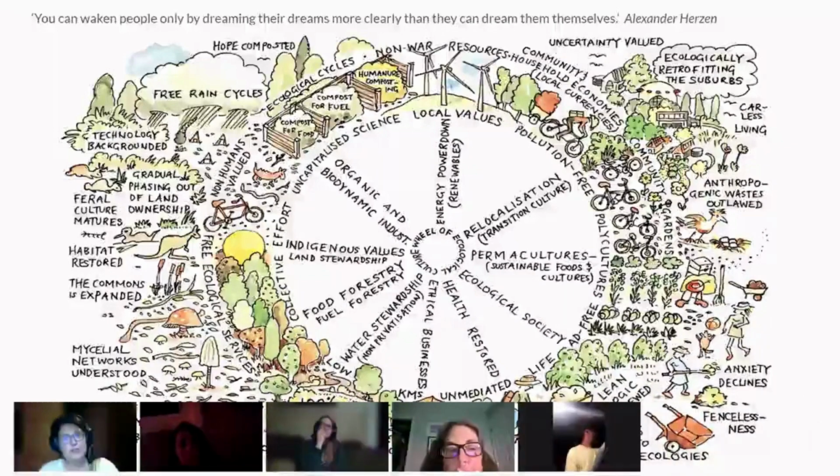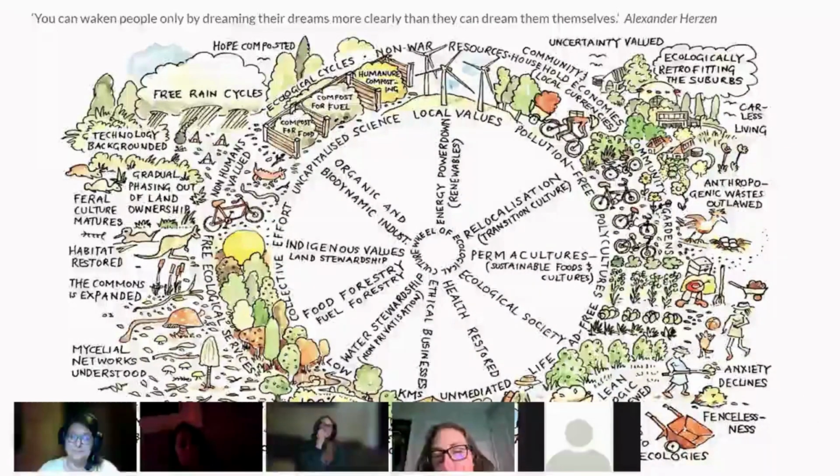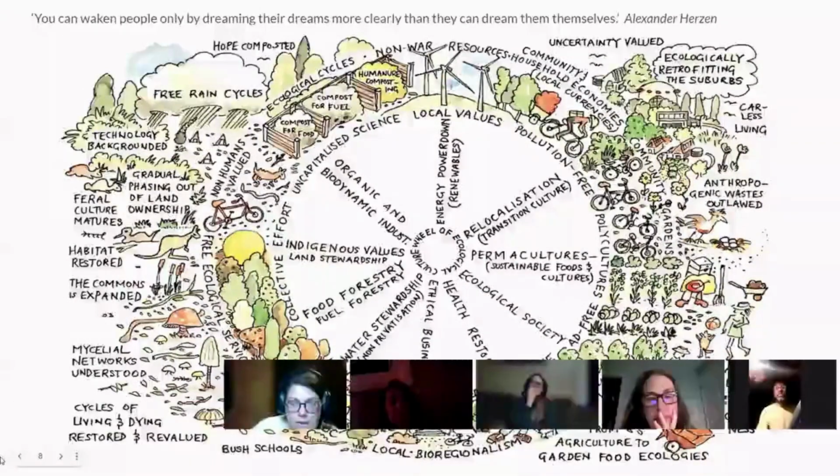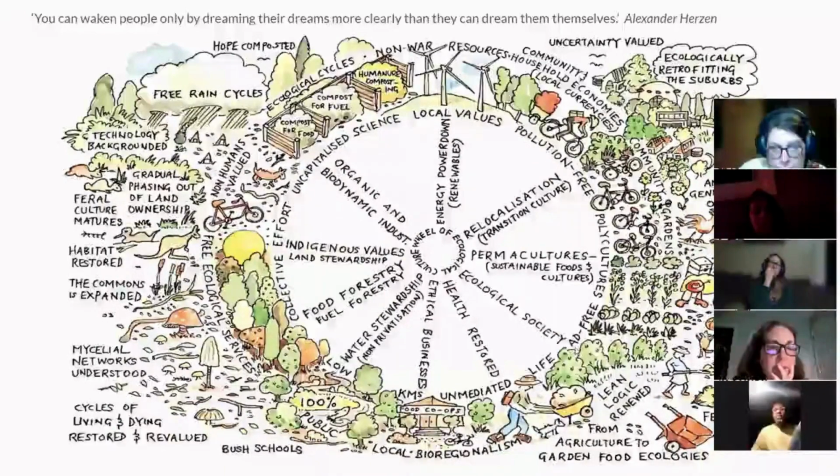Mycelial networks, I saw that one. I love that one of all the shroomies. What is this one? I need to look it up, but this is by an artist. I believe her name is Braille. No, what's the principle? I'm not putting it together. Is it on there? I don't see it. Oh, I'll have to look it up.